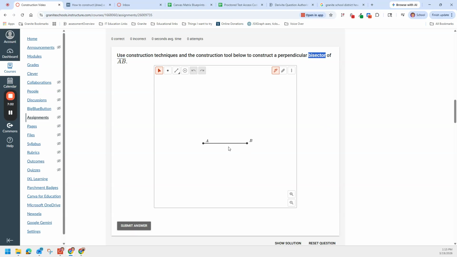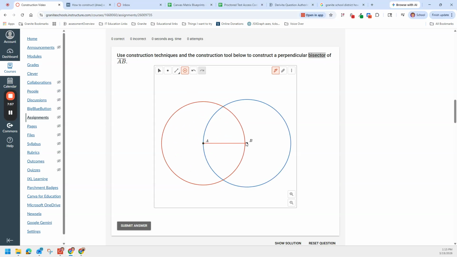So that means it has to cut this segment in half. In order to do this, I'll show you what I'm going to do, and then I'll explain why this works. So I'm going to start at B and create my circle that goes all the way to A. And I'm going to do that once again, but this time starting at A and going to B. Okay, so same length there.